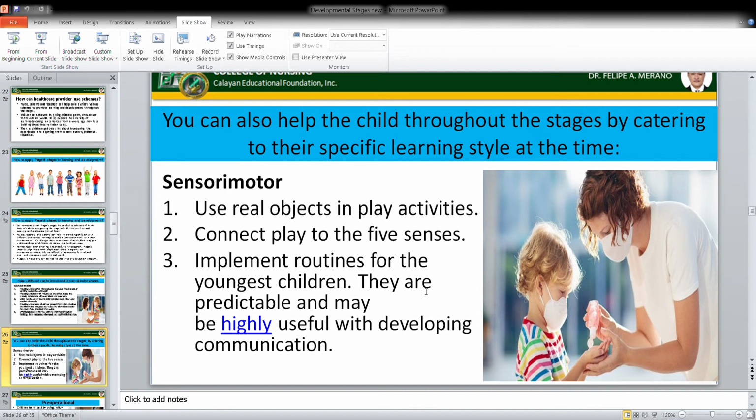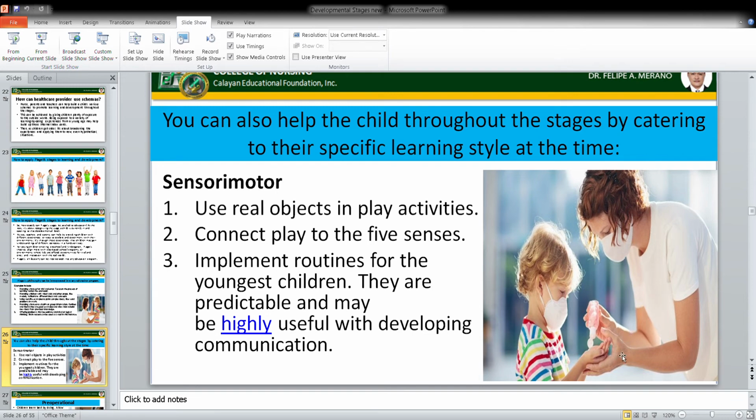Some doctors bring a toy when they are talking with children. Connect play to the five senses, okay? Sometimes we need to catch their five senses in order to get them to cooperate with us. Then implement routines for the youngest children. They are predictable and may be highly useful in developing communication. So to get their attention or to participate in other activities or routine activities in the house, or in the management of care for the patient, you must develop a play in order to get their communication.